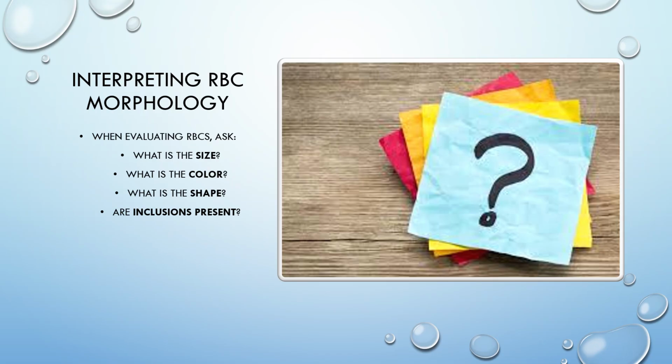And finally, are inclusions present inside the cells? As we've just discussed, inclusions such as Howell-Jolly bodies, basophilic stippling, Pappenheimer bodies, and Heinz bodies can provide valuable clues about nuclear remnants, iron metabolism, or hemoglobin damage. By evaluating red blood cells in this systematic way, size, color, shape, and inclusions, we can transform what initially looks like a field of simple pink discs into a meaningful diagnostic picture. And that's really the goal of peripheral smear interpretation, turning morphology into clinical insight.